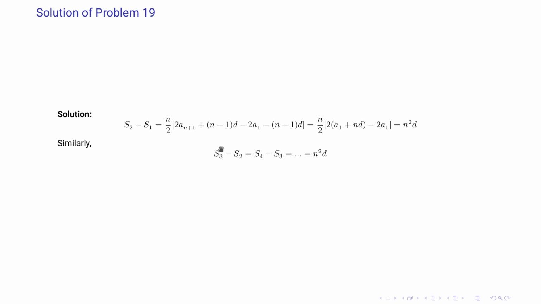Similarly, if you solve S3 minus S2 or S4 minus S3, all those will be n square into d, because the only difference will come from these two terms, and these two terms are n terms apart. So since they are n terms apart, the difference will always be 2nd, and 2nd when multiplied with n by 2 will give n square d.